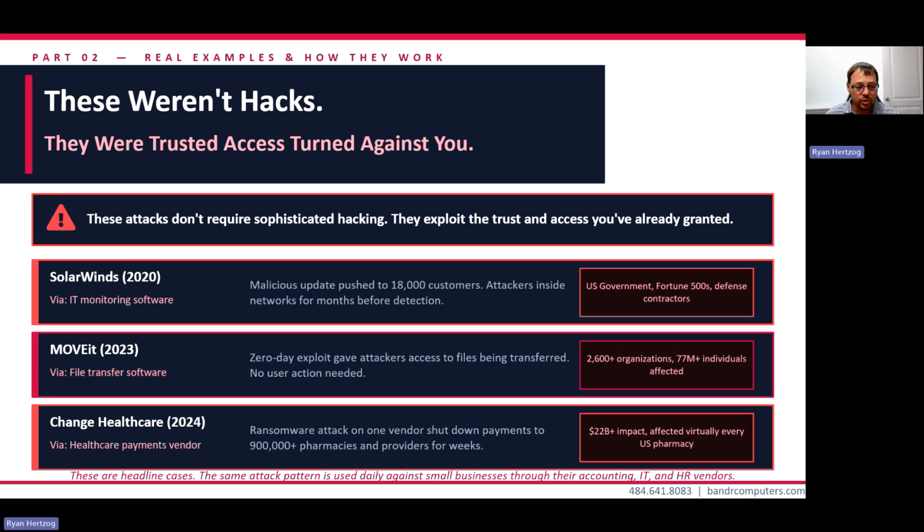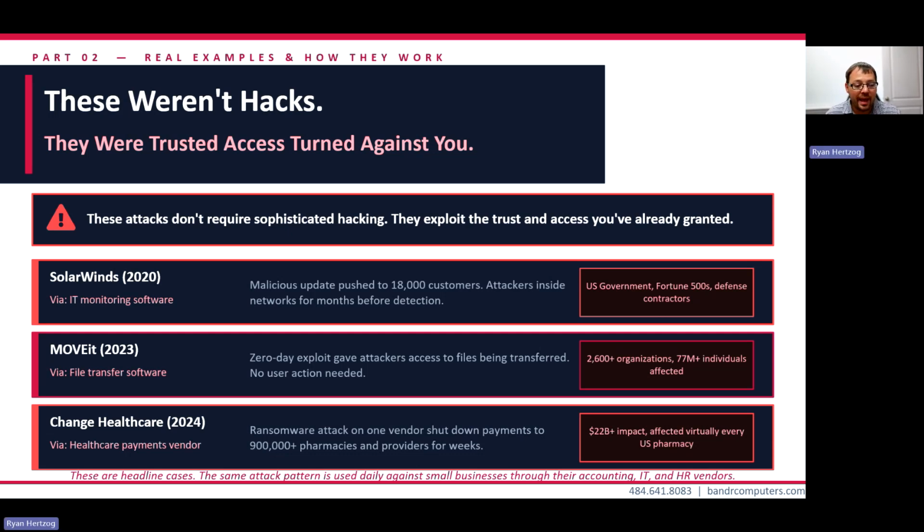So SolarWinds happened back in 2020. It's an IT monitoring software tool, and malicious updates were pushed out to over 18,000 customers. Attackers were inside networks for months before detection. The whole compromise happened months prior to when it was finally detected. This included government entities, Fortune 500 companies, and defense contractors. SolarWinds was a very huge part of a lot of critical infrastructure, so the fact that it got compromised was a big problem.